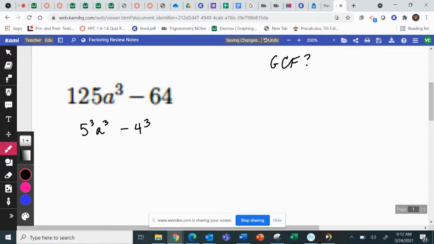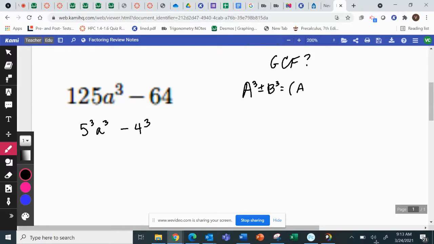So we have a formula for factoring a sum or difference of perfect cubes. That formula, I think we learned in chapter 4. Yeah, we learned it in chapter 4. So here's the formula. If we have a cubed plus or minus b cubed, we will factor it with 2 parentheses.